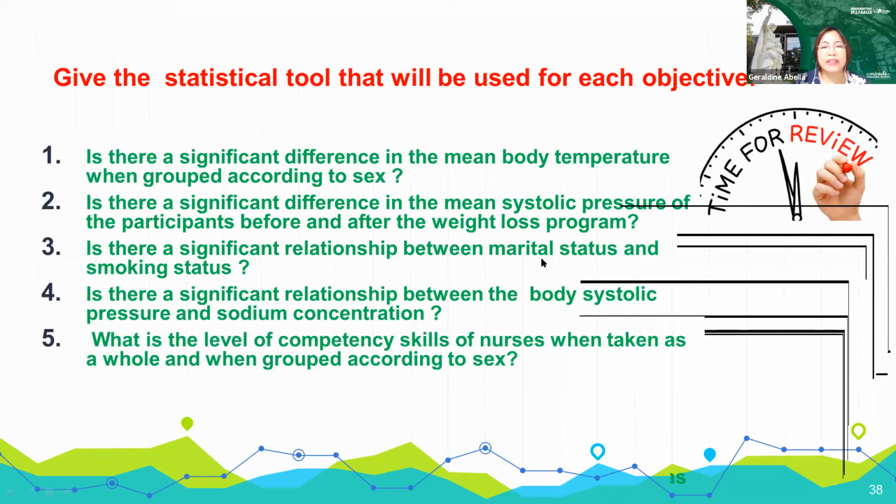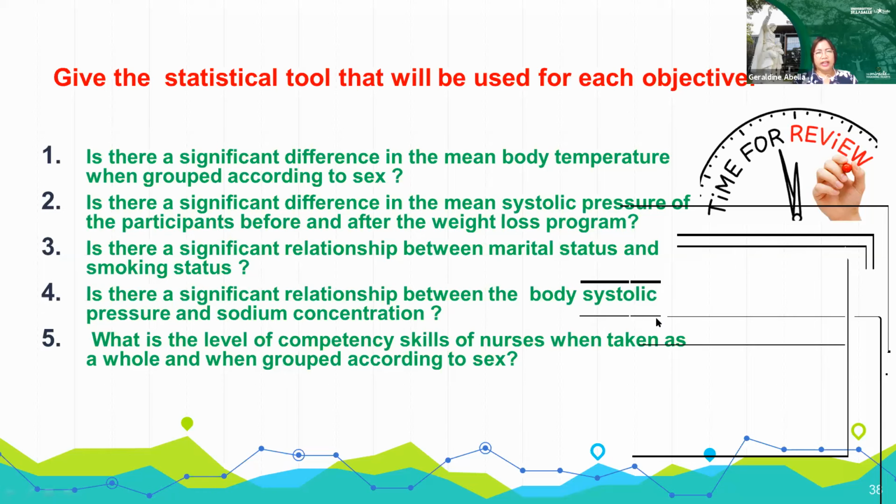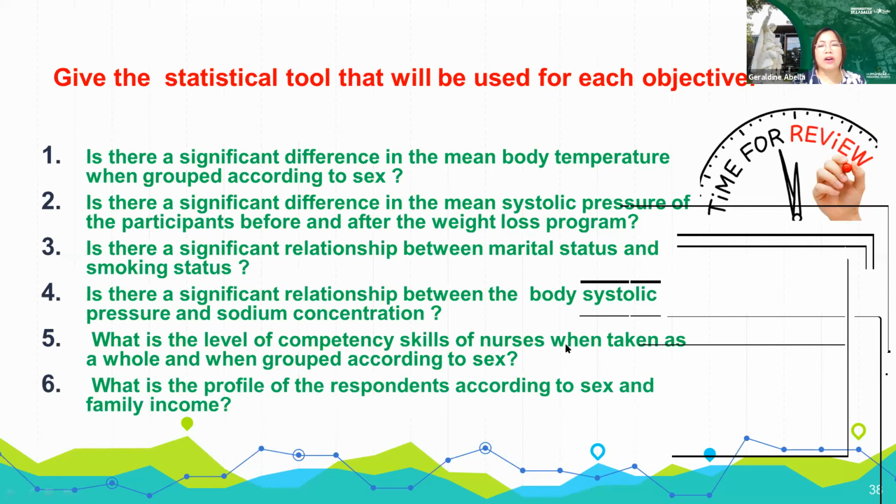Next, what is the level of competency skills of nurses when taken as a whole and when grouped according to sex? What is the level? So you want to know the level of competency skills. Glenn, your answer is incomplete. Glenn and Romeo, your answer is incomplete. You have to find, yes, Antheris and Glenn, you're correct, mean and standard deviation so that you can describe the level of competency skills of the nurses. Correct. Next. Last. What is the profile of the respondents according to sex and family income?